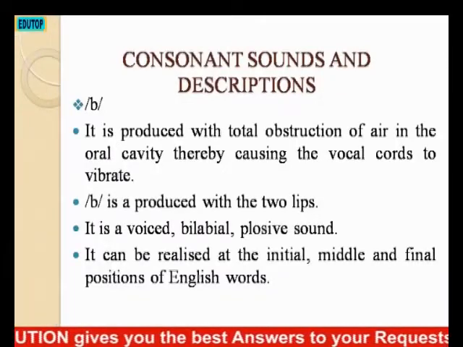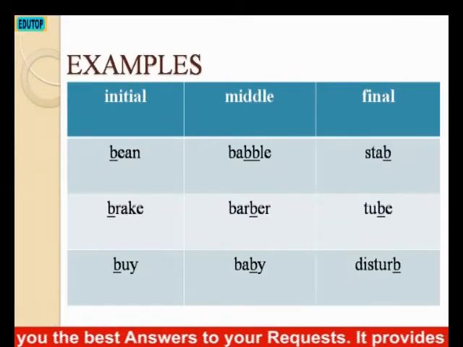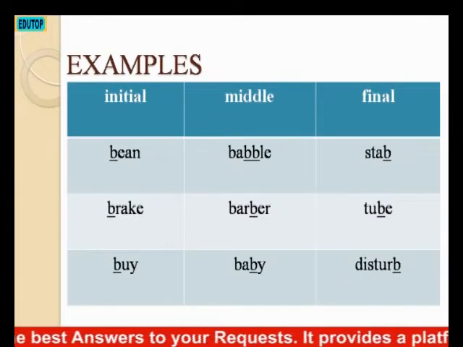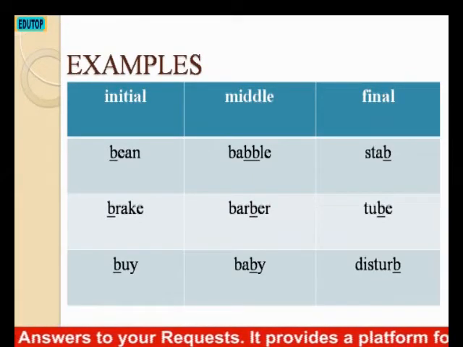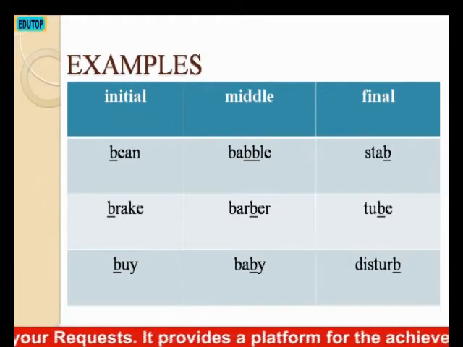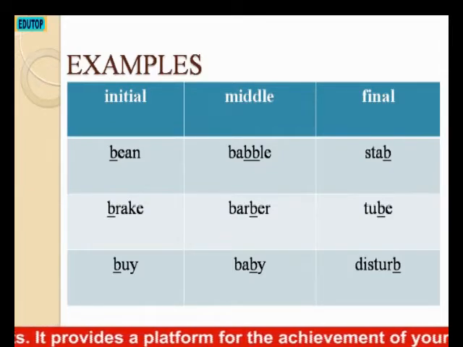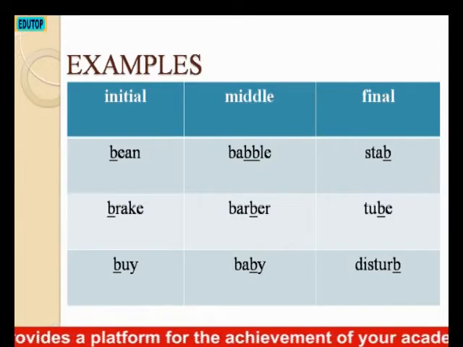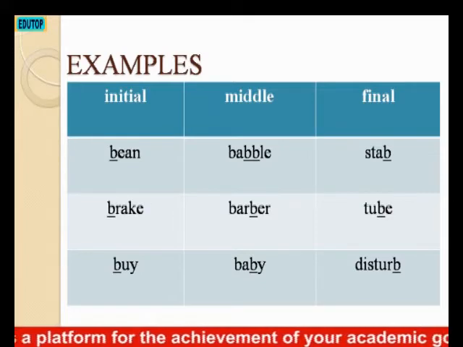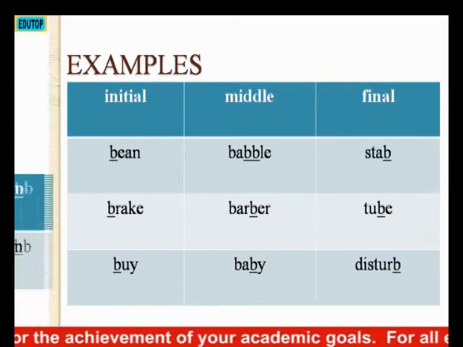Initial, middle, and final positions of English words. Examples: bin, break, buy, bubble, baby, stab, tube, disturb. All these reflect how the sound can occur at the initial, middle, and final positions of English words.